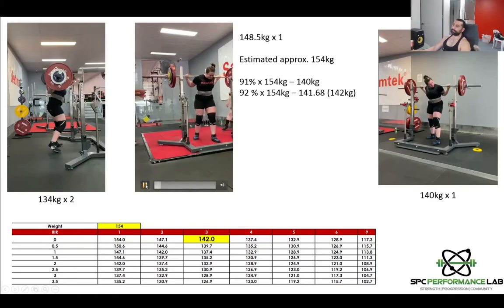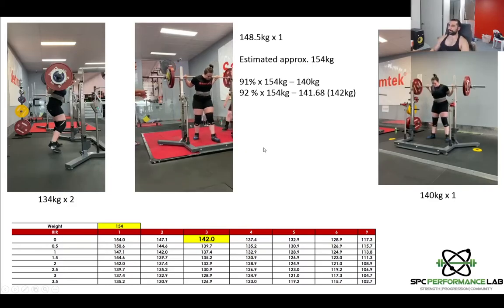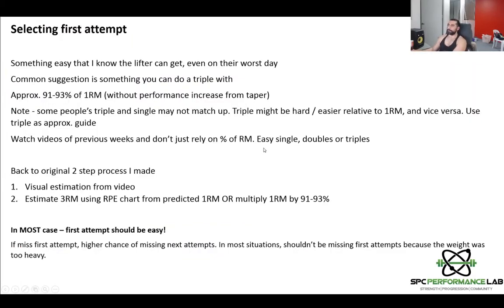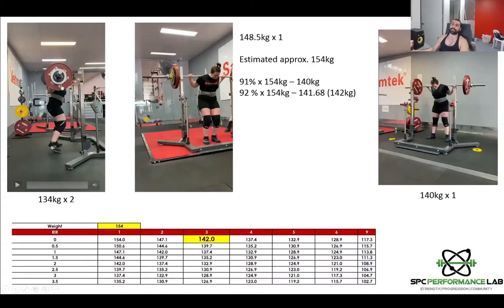However, as I said before on this last slide, sometimes the triples might be hard. So someone might not be so good at triples, but they're good at singles. So if we look at this one, this is 134 kilos by 2. All right, this was actually about 1 week before. Actually, no, this was the same week. Sorry. All right, we look at this.